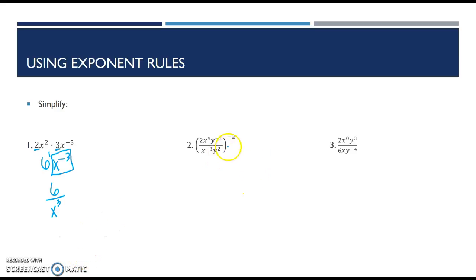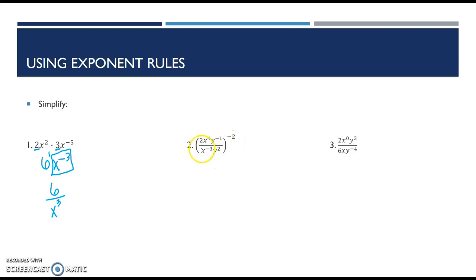For number 2, I can do several different things. First, I can simplify my x's and y's inside the parentheses, or I can distribute my negative 2 that's outside, or I can flip my fraction to go ahead and make that a positive 2. So many options. I'm going to start by simplifying the inside.